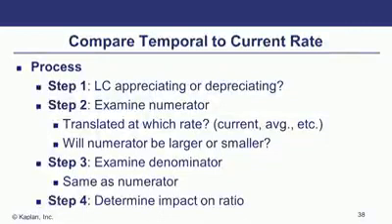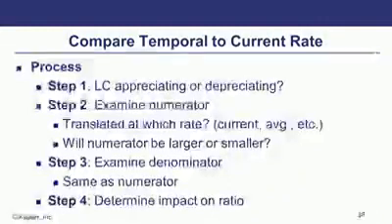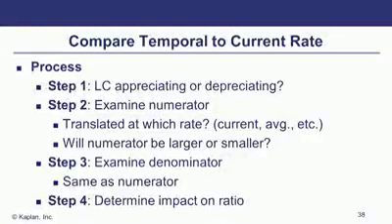Okay, so really our steps here: is the local currency, the overseas currency, appreciating or depreciating? If it's appreciating, anything converted at the closing rate is going to get bigger. If it's depreciating, anything converted at the closing rate is going to get smaller. We then need to examine our numerator. What rate do we translate it at? Is it the current? Is it the average? Therefore, is that going to make our numerator bigger under the temporal method compared to the current rate method, or smaller? Once we've done that, we turn our attention to the denominator of the ratio and we repeat.